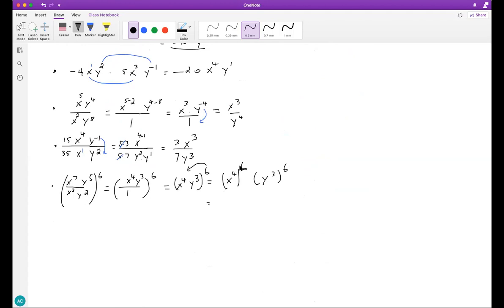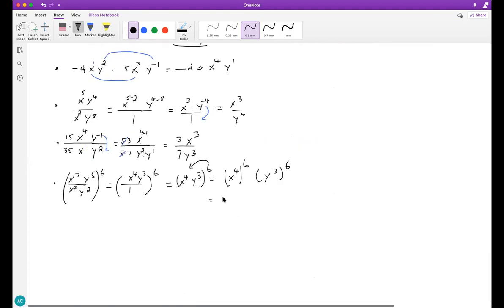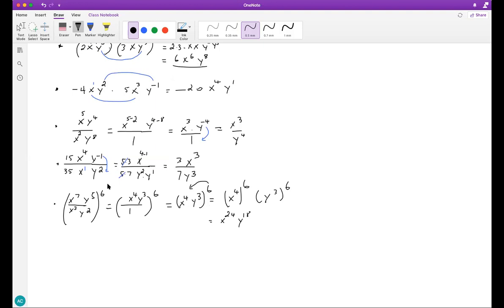Okay, so now what do we do with these powers? That's rule number 3. So we're just going to times a and b. So this will be x to the power 24, and y to the power 18. Okay, so as you can see, we used multiple rules from the list.